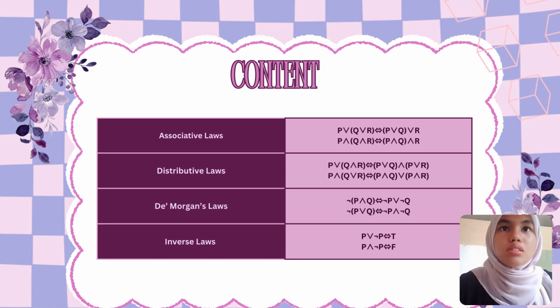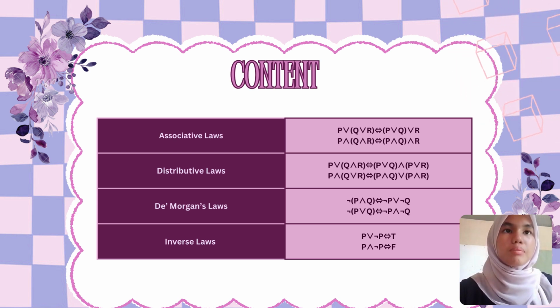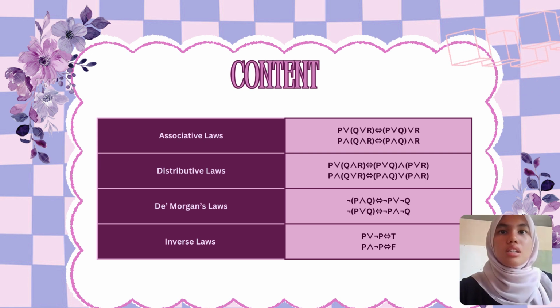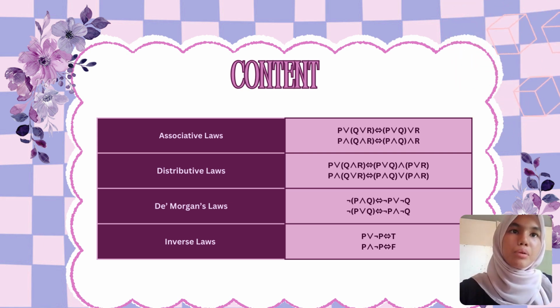Next, associative law. Associative law allows us to regroup propositions in a logical expression without changing the truth values. Here we have some examples. P or open bracket Q or R close bracket is logically equivalent to open bracket P or Q close bracket or R. Same goes to P and open bracket Q and R close bracket is logically equivalent to open bracket P and Q close bracket and R. So for distributive law, P or open bracket Q and R close bracket is logically equivalent to open bracket P or Q close bracket and open bracket P or R close bracket.